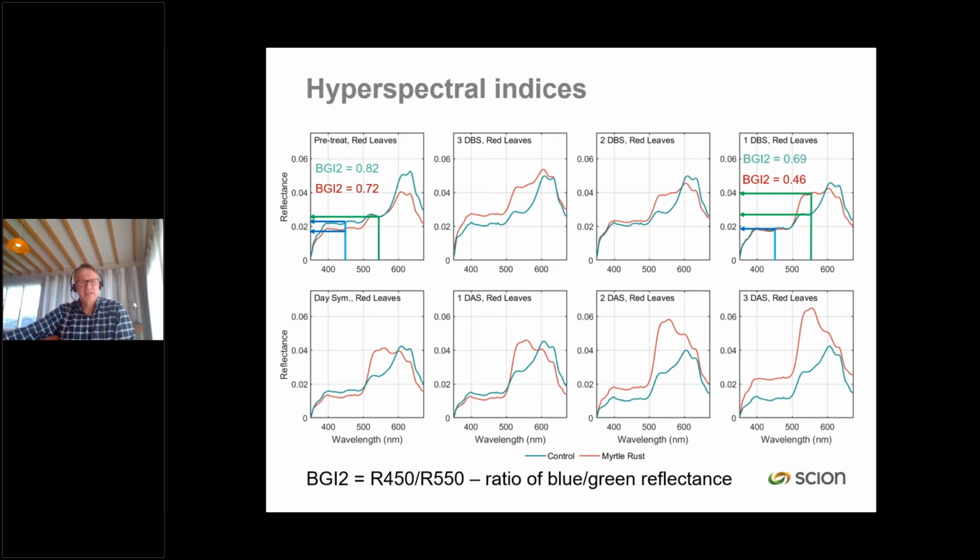So this is just an example of how hyperspectral imagery can be used. And of course, this is just one index, but we had 101 indices like this that we derived from the data. So it's quite an information-rich data set.